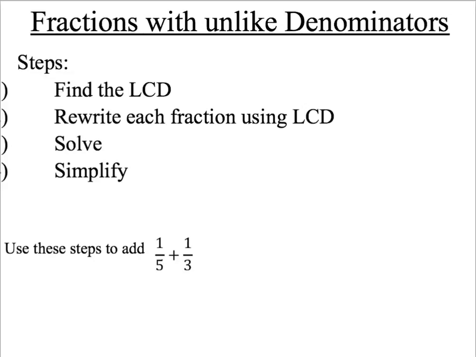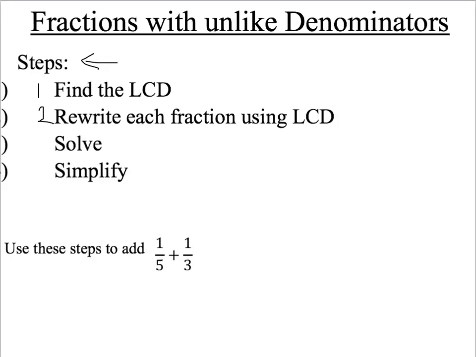When we're adding fractions or subtracting fractions with unlike denominators, our 4 steps that we're going to follow are: 1, find the LCD, 2, rewrite each fraction using the LCD. LCD stands for lowest common denominator. If you don't remember how to do it, don't worry. On the next slide, we're going to go over how to do it again.